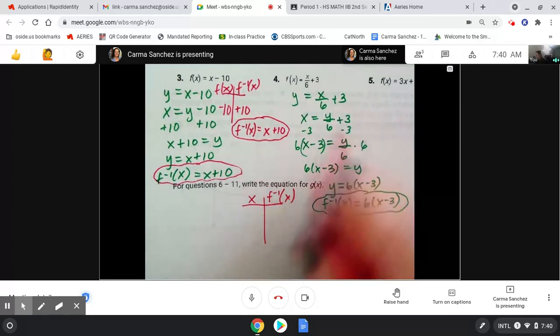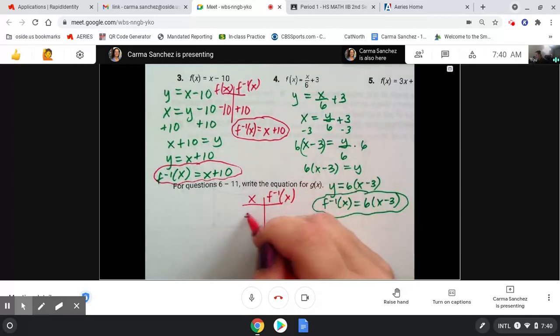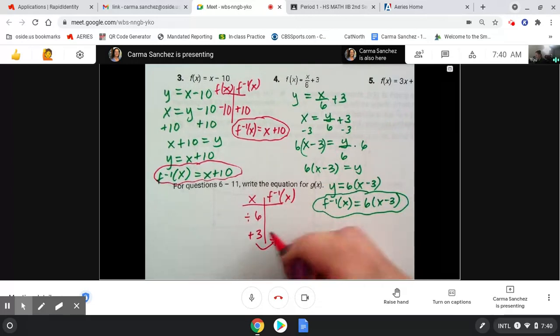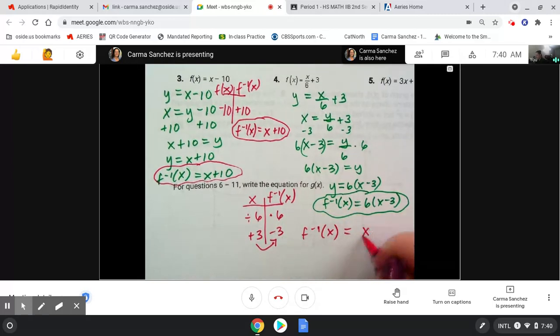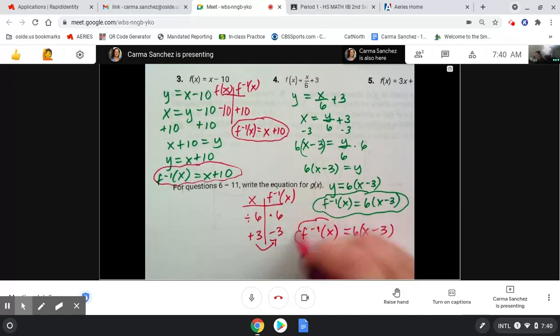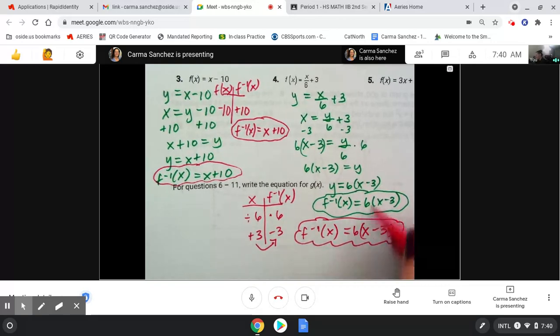Or you could say what's happening to the x, it's being divided by 6, and then 3 is being added, swoop it around, subtract 3, and times 6. Get that function ready. Start with a base of x, and then first we're subtracting 3, then we're multiplying by 6. Check out how they're the same. Which method did you like better?